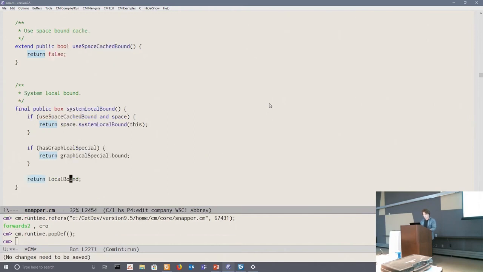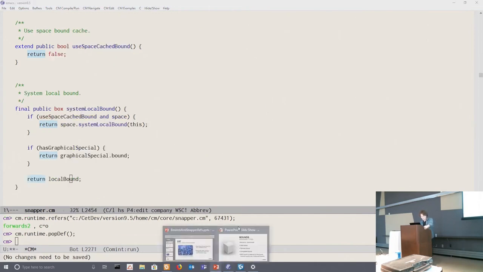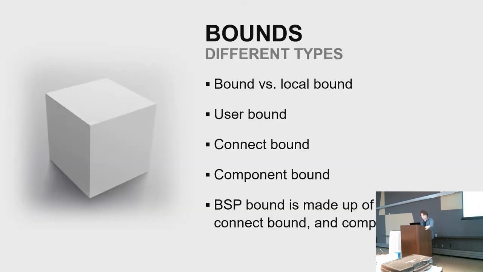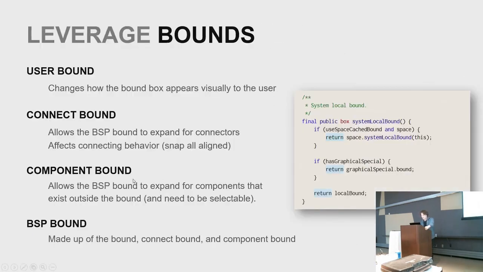So essentially, let's see, we go back here. Shift F. So I included the system local bound here. Probably should have included it earlier. But your user bound is what you want to modify. So usually your user bound is pointing to your local bound, as I said earlier.